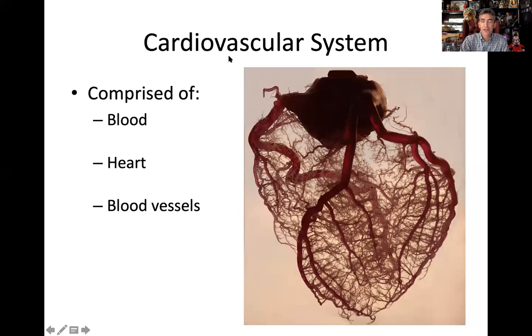So cardiovascular comprised of the blood, which we should be familiar with, experts on already, and the heart and the blood vessels. So the fluid, the pump, and the tubes. So this is that trilogy, that trinity of the cardiovascular system: blood, heart, and blood vessels.